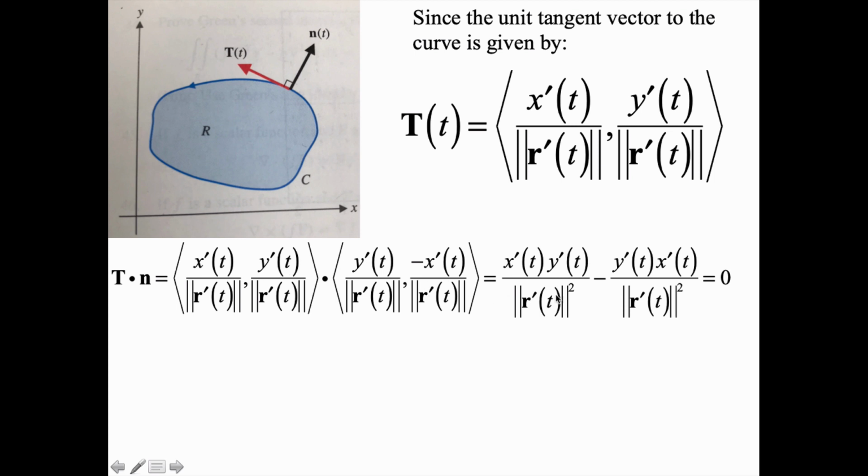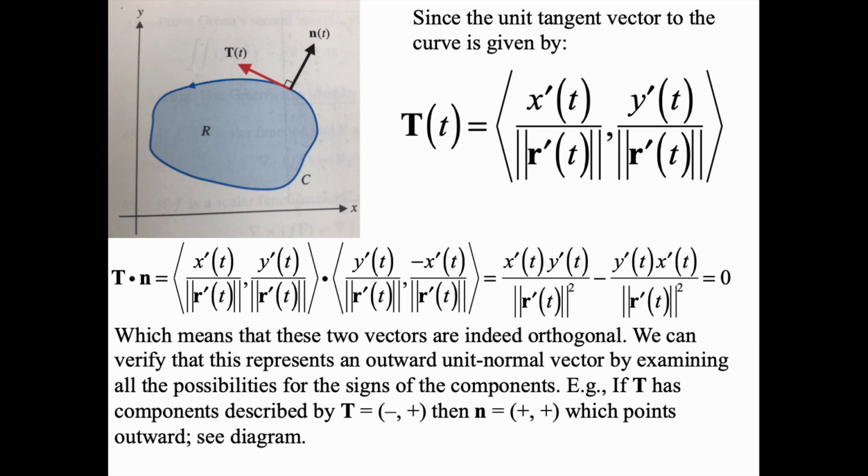When you dot those two things, notice what happens. You multiply the first components, so you get x'(t) y'(t) over the norm of r'(t) squared. And I'm going to subtract, because we have a positive y'(t) and a negative x'(t), y'(t) x'(t) over the same norm of r'(t) squared. You'll notice that the numerators simply cancel out and you're left with a zero scalar. And what does that mean? That implies that these two vectors are indeed orthogonal to one another.